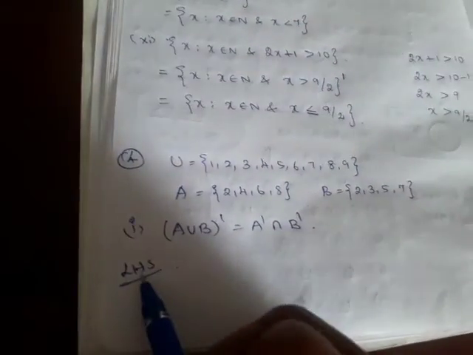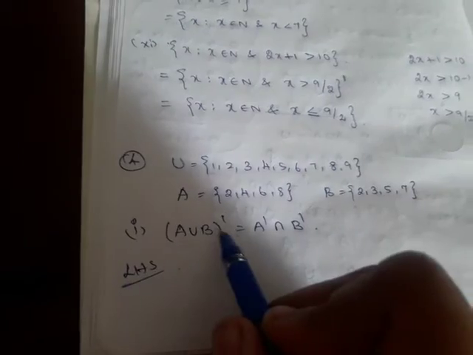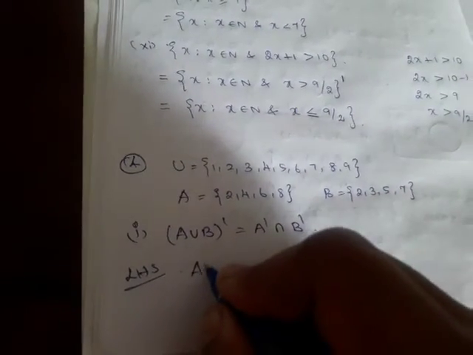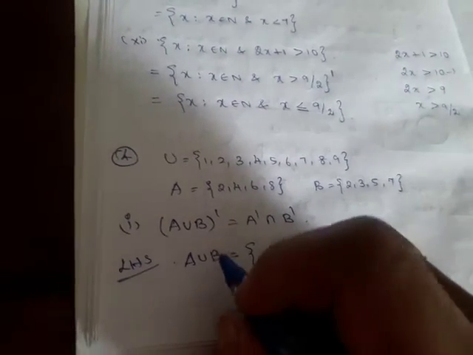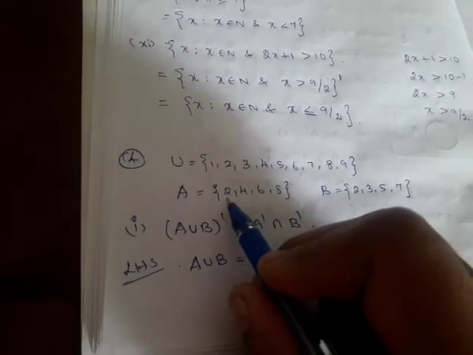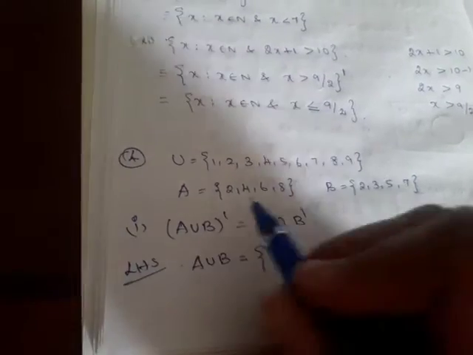First I am going to take the left hand side. On the left hand side what we have is (A union B)'. Directly we don't want to find it, we will find it step by step. First find what is A union B. What is A union B? Union operation means it includes all the elements of A as well as B. So write all the elements of A and then the elements of B, leaving the repeated elements.